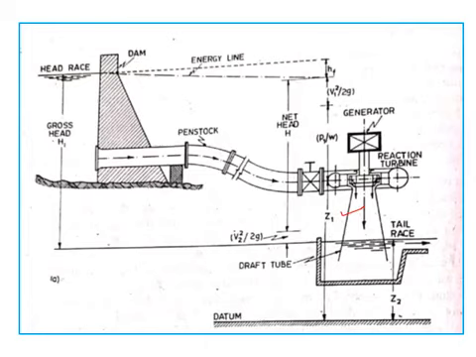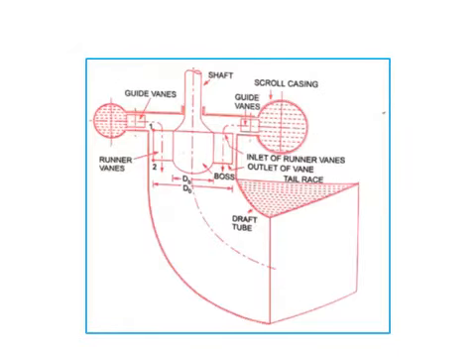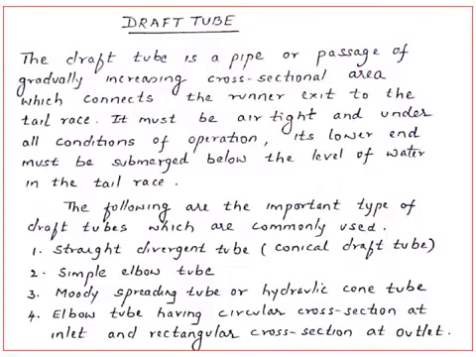So that's the advantage. And the other advantage is that by making a gradually increasing cross-sectional area, whatever kinetic energy is rejected by the runner is converted into useful pressure energy, which is released into the tail race. So those are the functions of the draft tube, and that's why a draft tube is to be provided. So this is the draft tube which is provided for a Kaplan turbine.